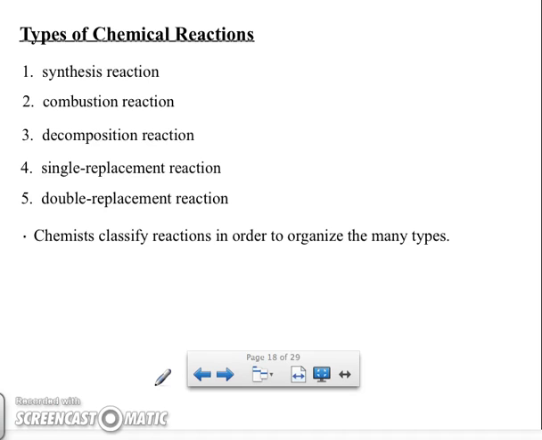Hopefully you remember that there are 5 types of chemical reactions. We spent yesterday's lesson looking at reaction type number 1, synthesis reactions, where there is only one product or one substance on the right side of the arrow. We also took a look at combustion reactions, where oxygen has to be one of the reactants. Today we're going to focus on reaction type number 3, decomposition reactions.